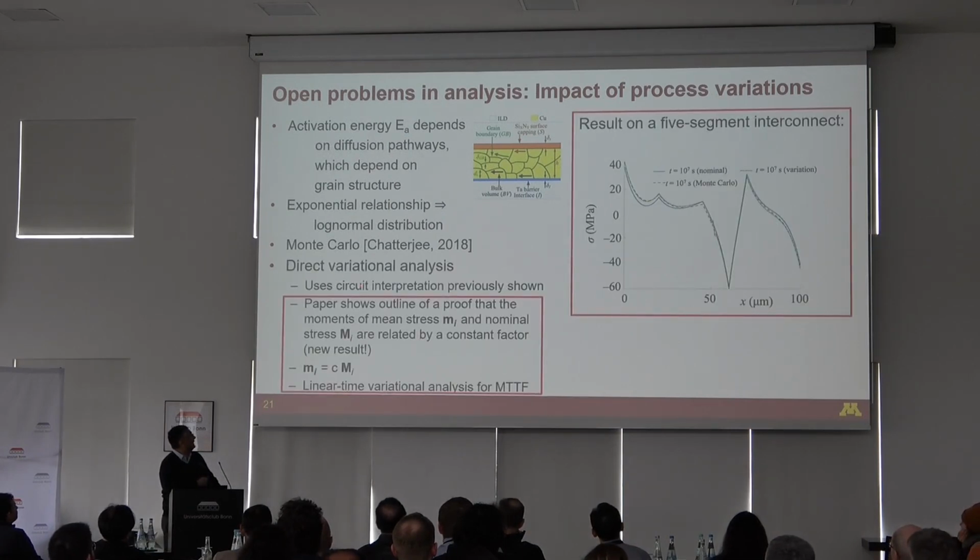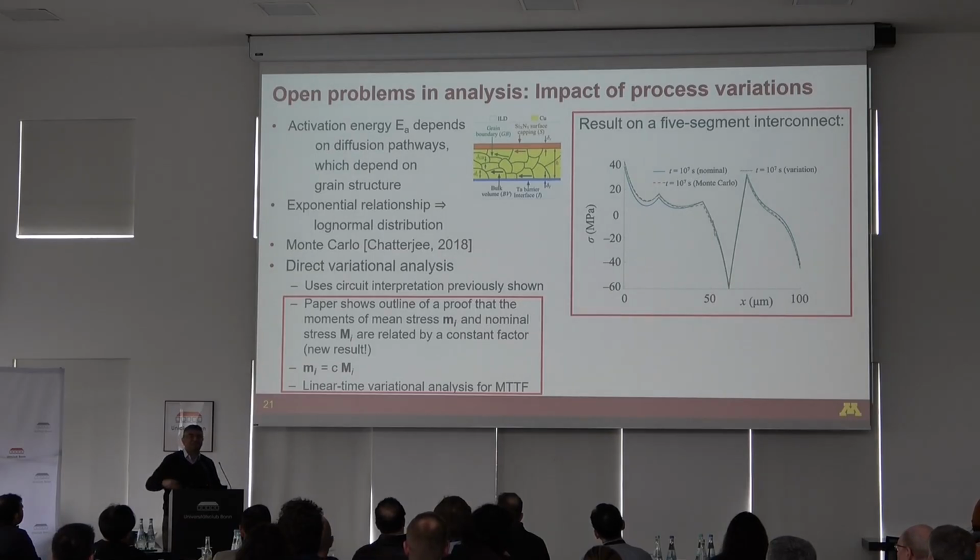It turns out that if we use that circuit interpretation, the RC interpretation that I talked about, the paper has an outline of a proof that if you find the moments for the model order reduction for the nominal case, the moments for the variability case are basically a constant multiplied by those moments. I was trying to get my student to write this up. My student graduated, I don't have a student, so we just wrote it up in this paper. And hopefully someone can do something with it.